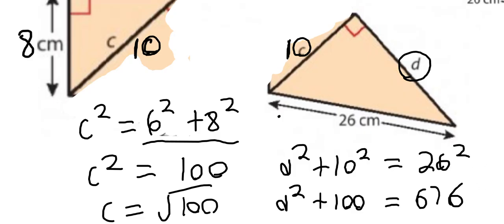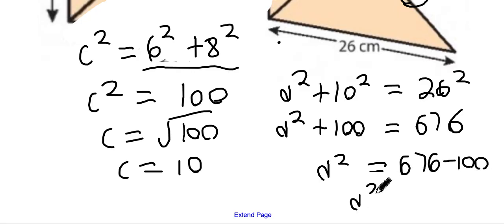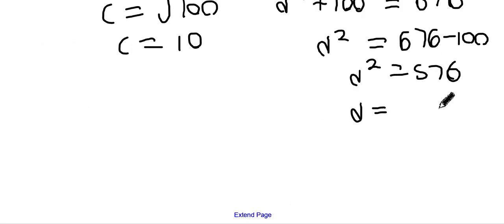Okay, the goal is to get D squared on its own. What's stopping D squared from being on its own? Bring it over and take it away. 576. Yeah, because 576 is way too long, so D is 24. Is 24 a good answer?